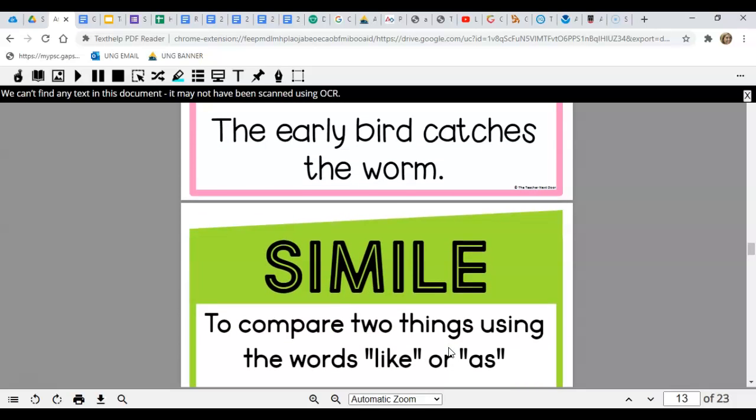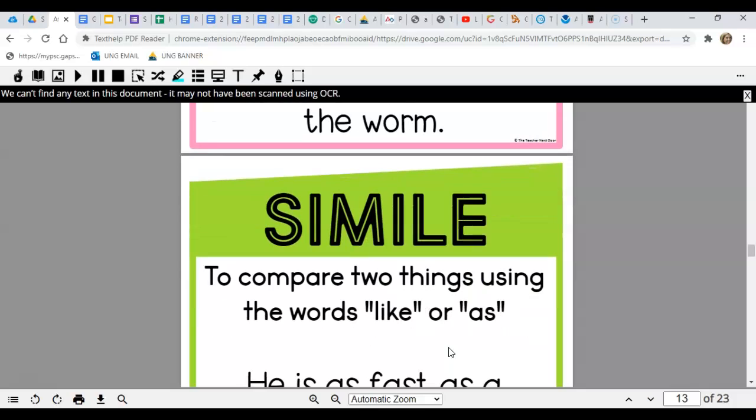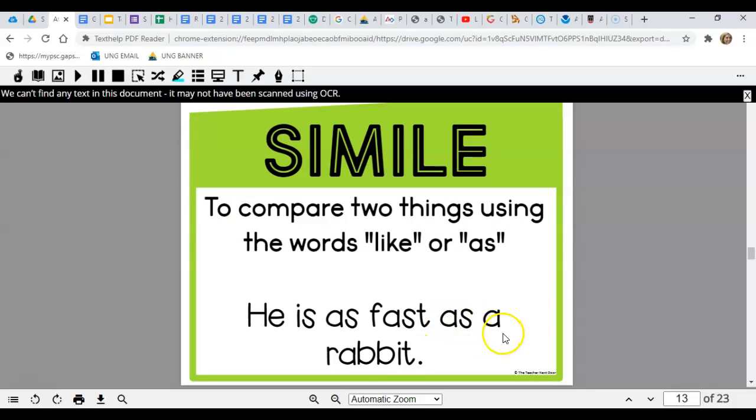Simile, this is probably the most used type of figurative language. You're going to see so many similes. So it compares two unlike things. Now, this one doesn't say unlike, but it compares two unlike things using the words like or as. He is as fast as a rabbit. You look like a monkey hanging from the tree. Okay, so it's comparing two unlike things.